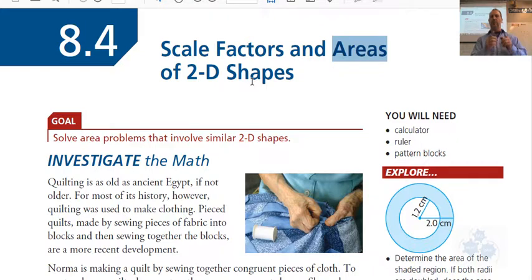And so, if a length is x and the representation has a scale factor of 2, then the length on the diagram, whatever, would be 2x, right? Times 2. But when we talk about area, there's a little bit different relationship. Okay, so it's not the same as just a straight dimension. That's one of the things we're going to talk about.